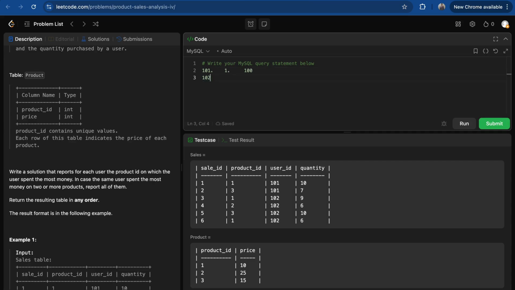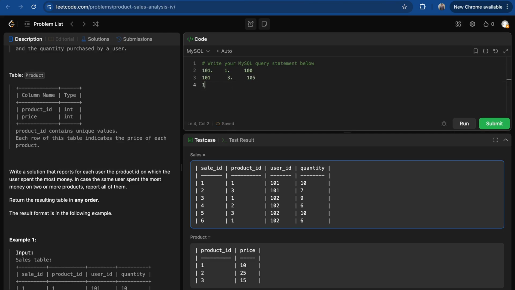Again we are getting user ID 101. Let's see this one. He bought 7 units of product ID 3. The price of product ID 3 is 15, so he has to spend 15 times 7, which comes to 105.